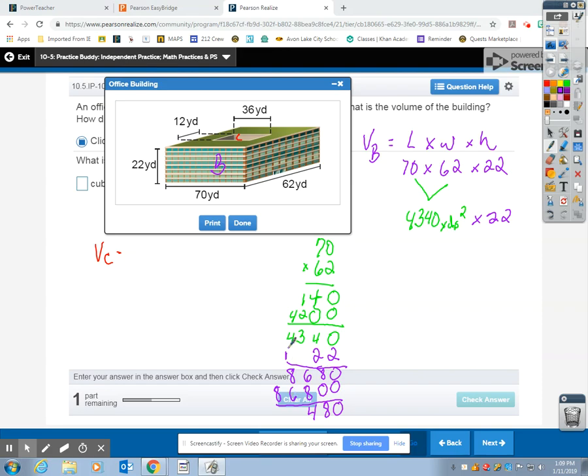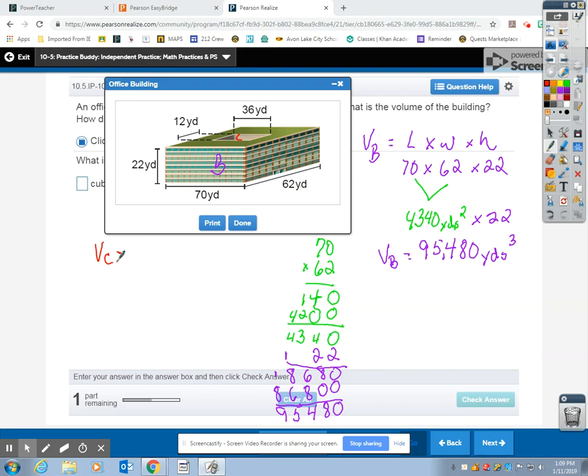8 and 6 is 14, plus 1 is 15. 8 plus 1 is 9. So the volume of the building, and that's the entire building, including this big area here, is 95,480 cubic yards, or yards to the third power. That's the volume of the entire thing, including the courtyard. So we looked at it that way.